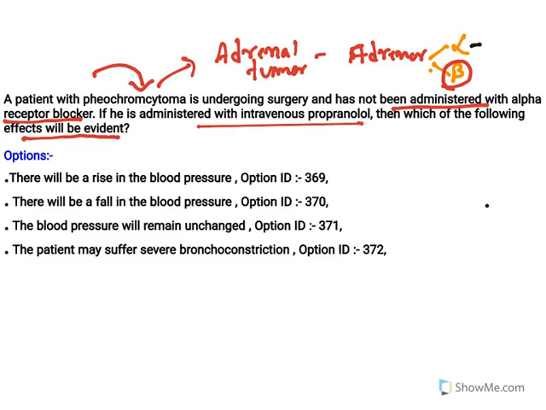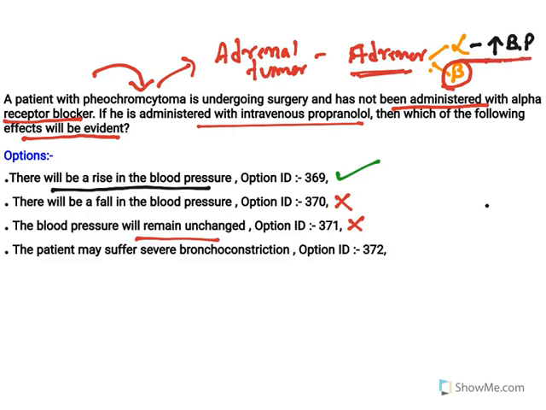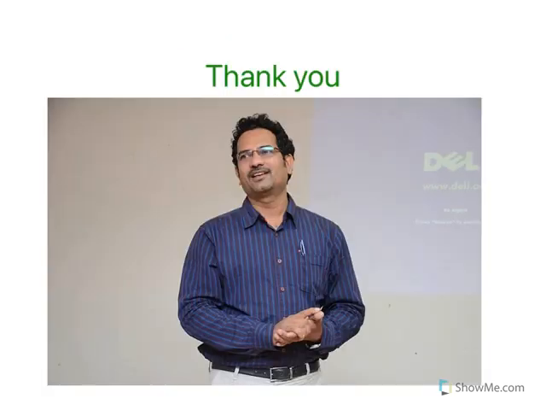What is the alpha response? Alpha 1, vasoconstriction, severe increase in blood pressure will be there. Look at the answers. There will be a rise in blood pressure. This is the correct answer. There will be fall in blood pressure? No, there will be a rise. Blood pressure will not be changed? No, it will change because excess adrenaline will be acting on alpha receptors and increases blood pressure. Patient may suffer severe vasoconstriction? No, it won't be there because beta receptors are blocked. So there will be a rise in blood pressure. So this option is the correct one. So this is about a set of pharmacology questions.